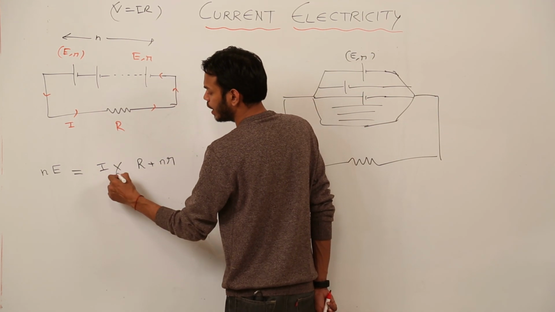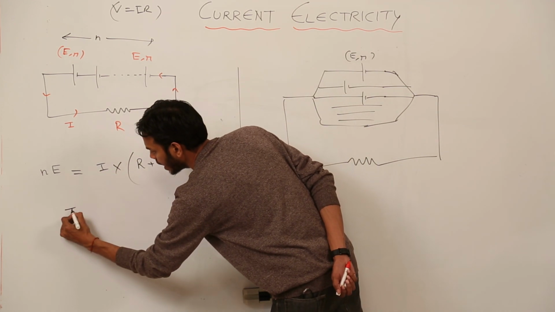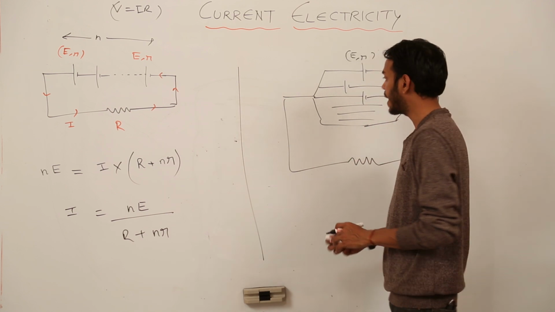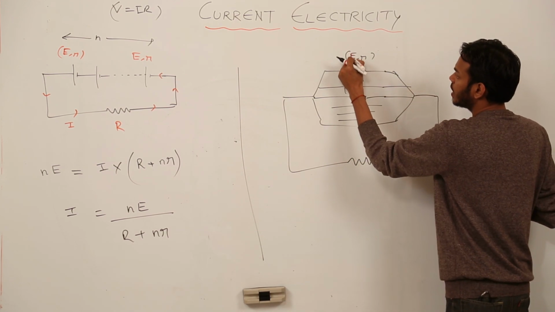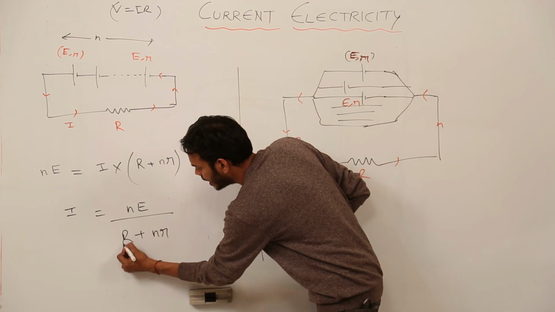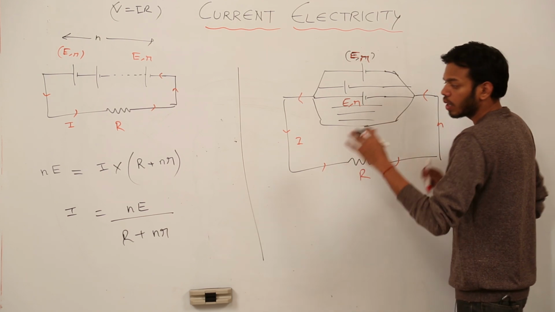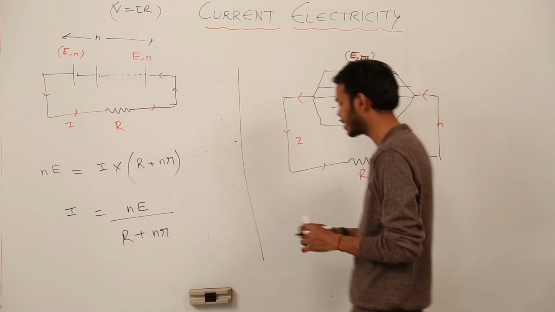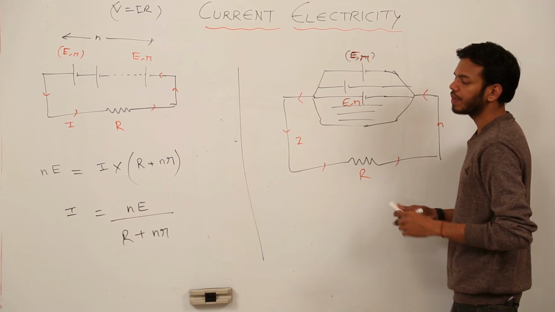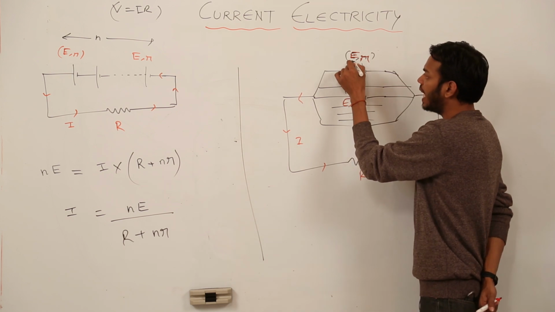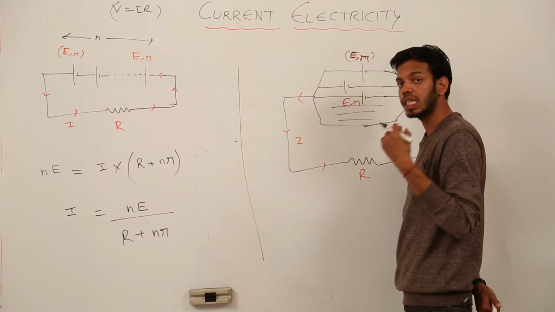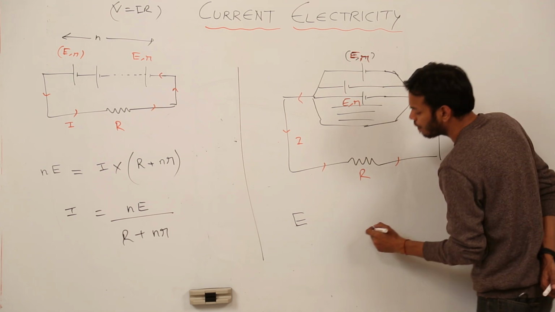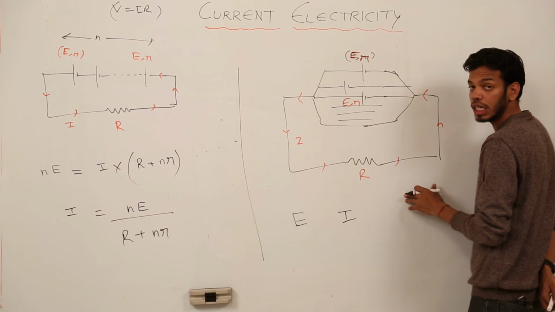Each cell has this rating E, r, that means EMF is E and internal resistance is r. The whole combination is connected to an external resistance R. This will be the flow of current, the direction of flow of current, right? Look at another circuit. I have a cell of rating E, r, and I have another cell, and similarly I have so many cells. That means I have n cells right now, each connected to this and externally connected to the external resistance R.